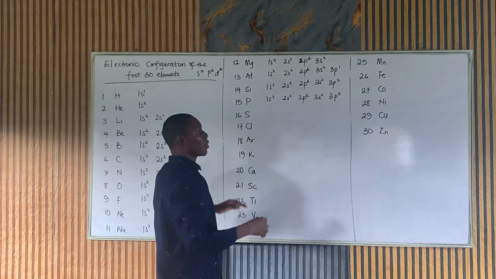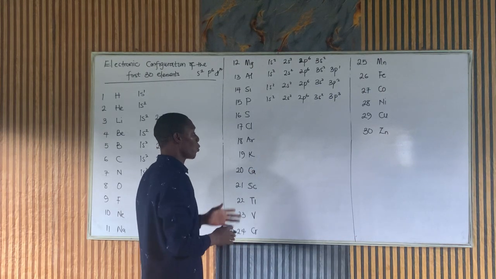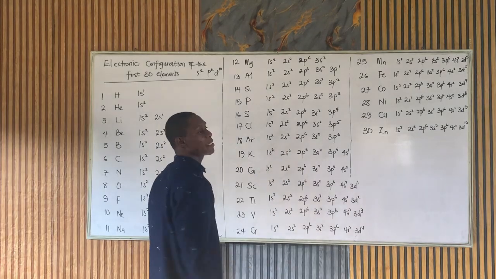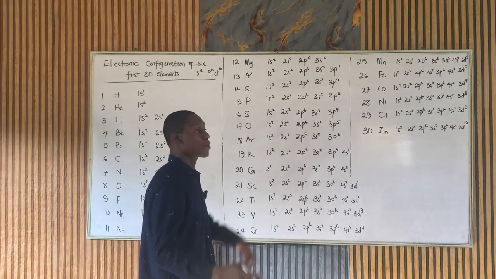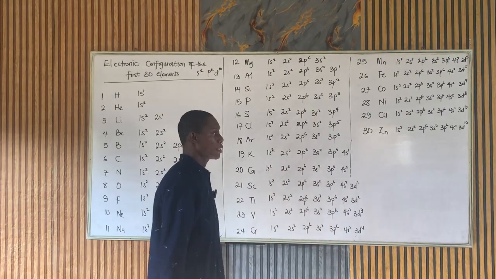So we can do this on and on and on. You can continue on your own, but I'm going to complete this so you can see it. This is the complete configuration for the first 30 elements. You can proceed for any element. The idea is just the same.